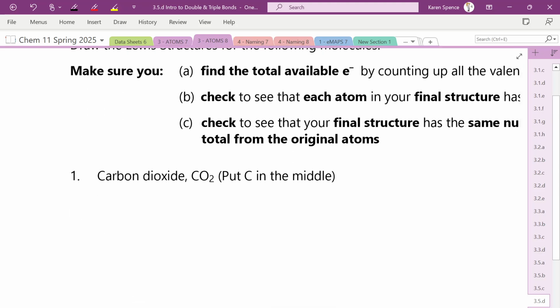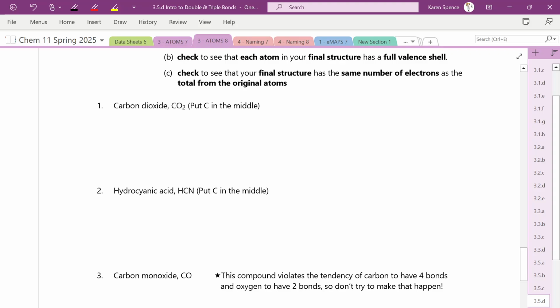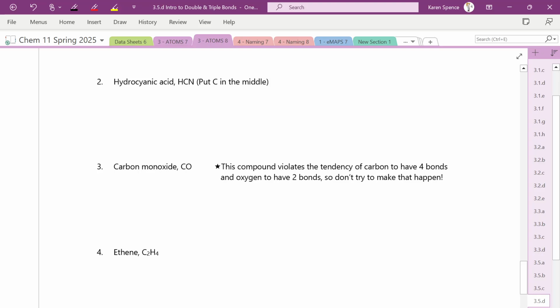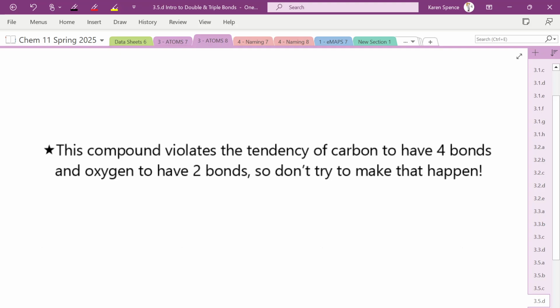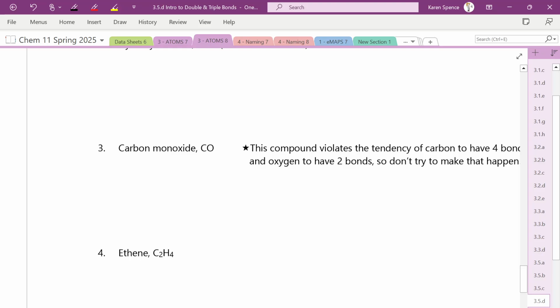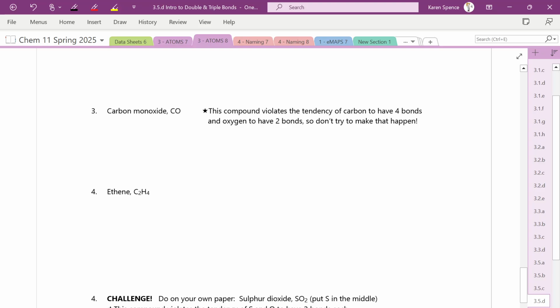Okay, now you guys are going to try these. Numbers 1 and 2 are okay. Number 3 is harder. This violates the tendency of carbon to have 4 bonds and oxygen to have 2 bonds, so don't try to make that happen. Okay, but give them a try. Mainly, this is to show you that it's kind of hard to figure out compounds with double bonds. So just do your best, and then I'm going to later show you a method that makes it easy. Okay, so just do your best for now. Try these out. See how they go.